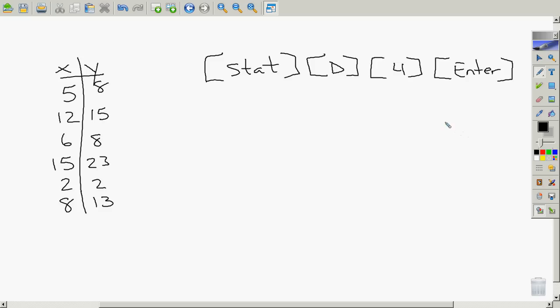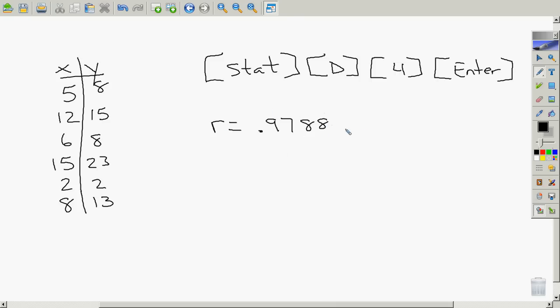And now you should see a bunch of stuff there, the function and all that. It'd actually be the line of best fit. We're going to talk about that in the next one. But what I want you to look at is the R. The R value is the correlation coefficient. And the R you should have gotten is 0.9788, and then it keeps going.